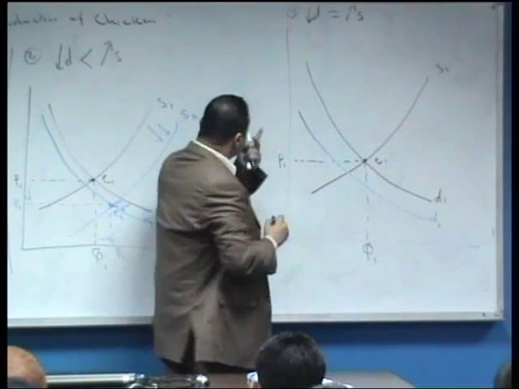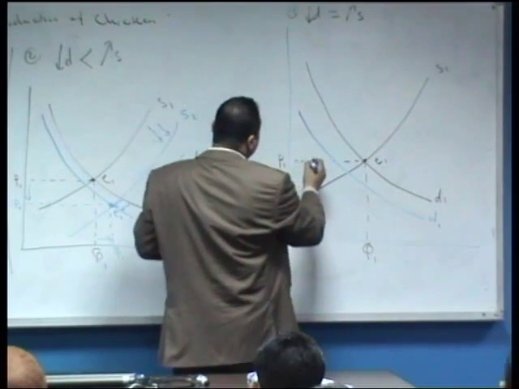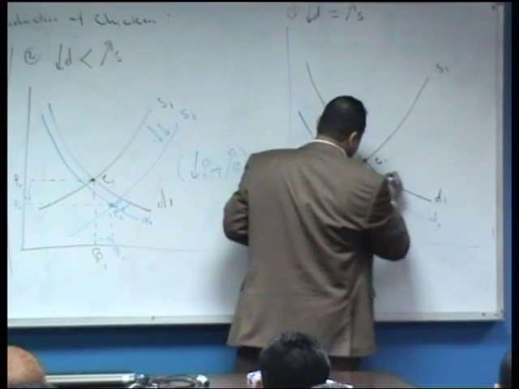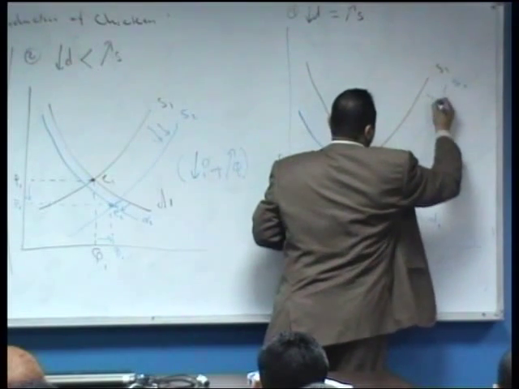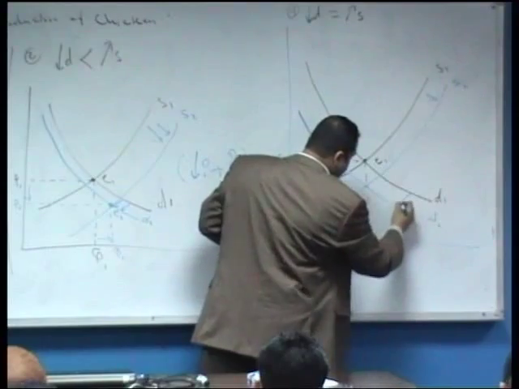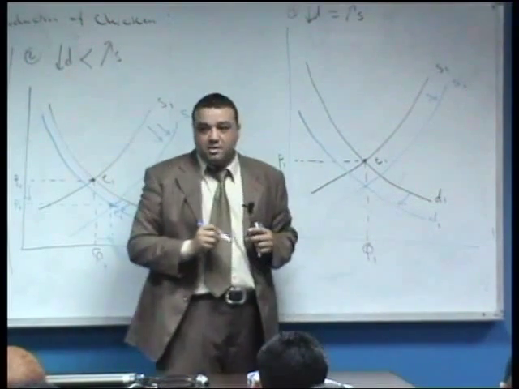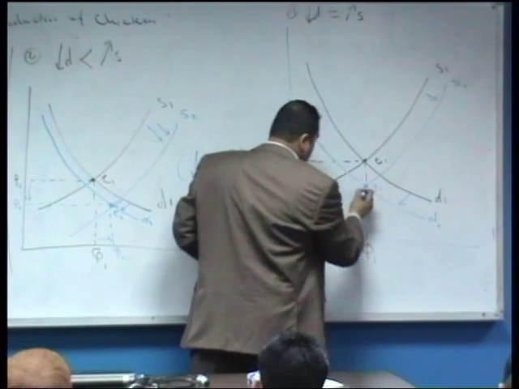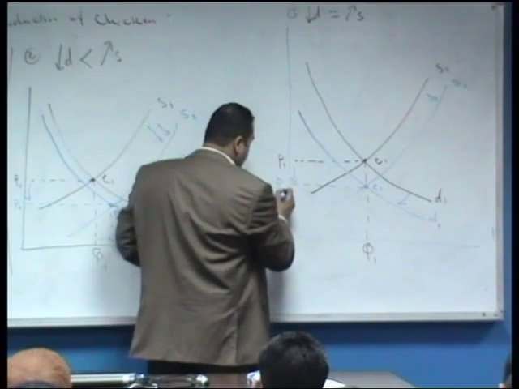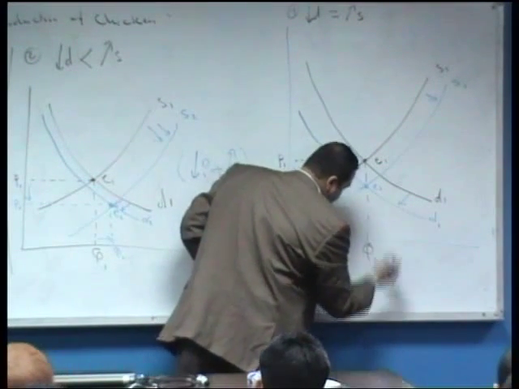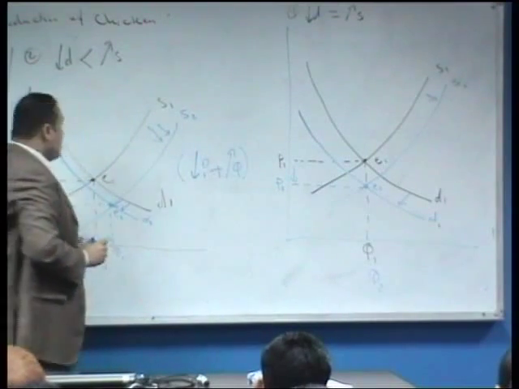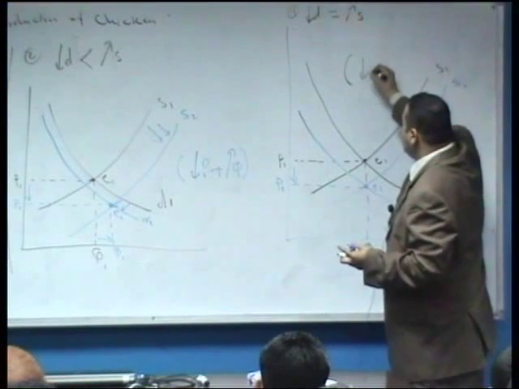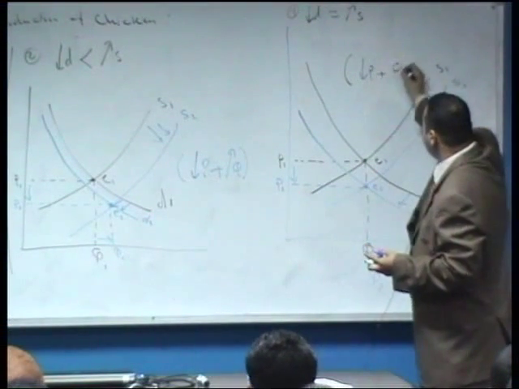D1 equals the, yes, a rightward shifting to S2. There is a declining in demand, or a leftward shifting of the demand curve, and a rightward shifting of the supply curve. The new equilibrium point is E2. In this case, the price would decline and the quantity is constant.